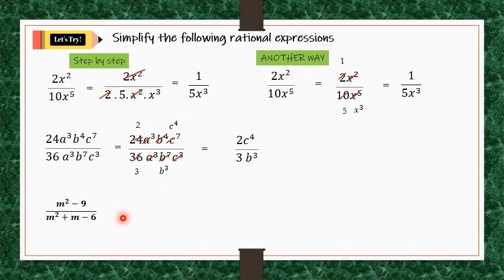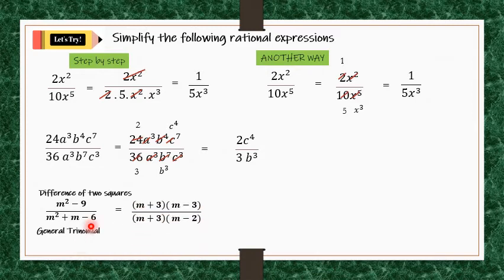Another one. M squared minus 9 over m squared plus m minus 6. As you can see, we're going to apply the difference of two squares here, and in the denominator, general trinomial. We use the factoring. Alright, let's go on. For m squared minus 9, we have m plus 3, m minus 3. For m squared plus m minus 6, we have m plus 3, m minus 2. Now we're going to cancel out the same. So this is the same, m plus 3. And the remaining factors, the answer is m minus 3 over m minus 2. So this is the answer.